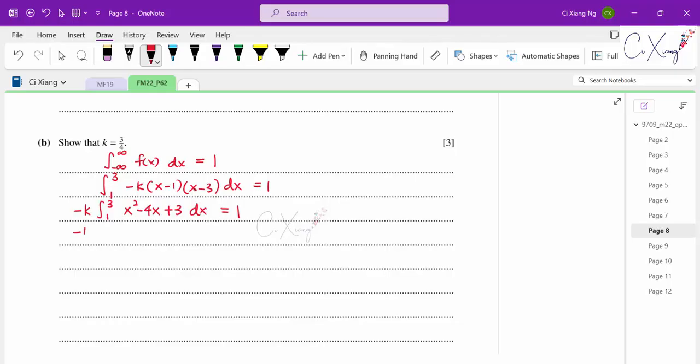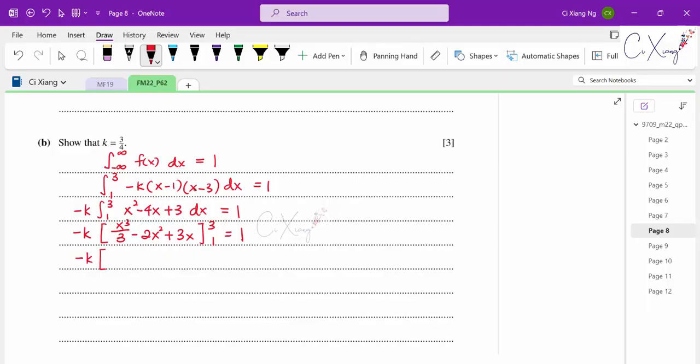Okay, then you can start the integration now. So the integration here basically is quite straightforward. It's a simple type of integration. So integrate x squared, you are having x power 3 divided by 3. Integrate 4x, you will have 2x squared. Then integrate 3, you will have 3x. You have to substitute in the values for 3 and also 1. And then it is equal to 1 again.